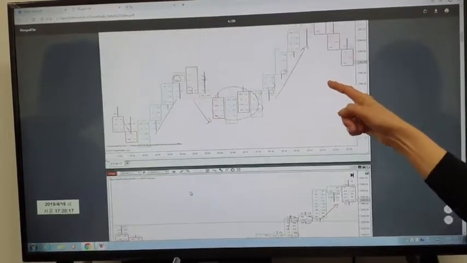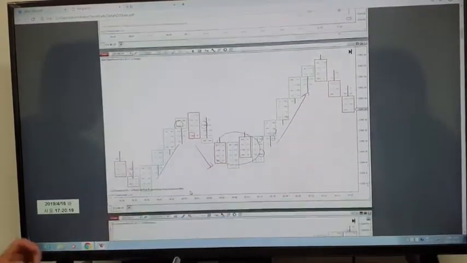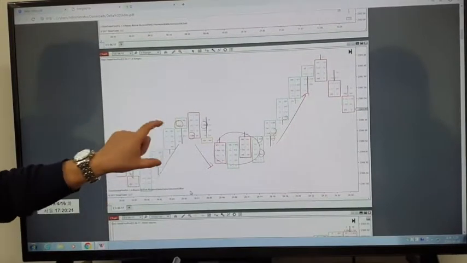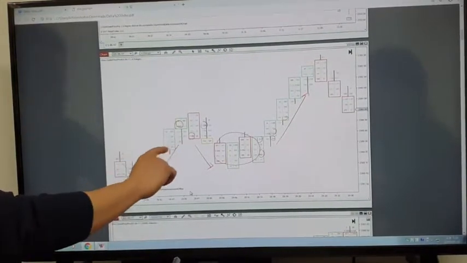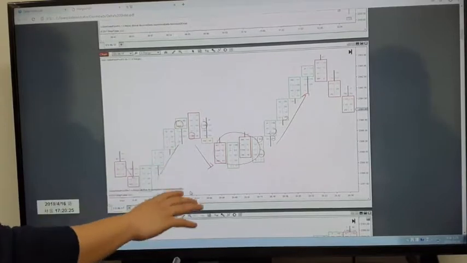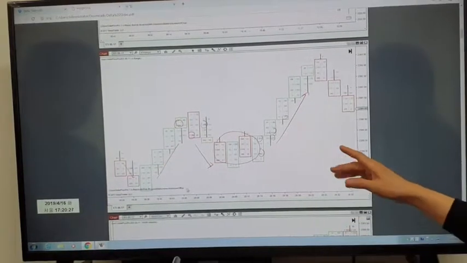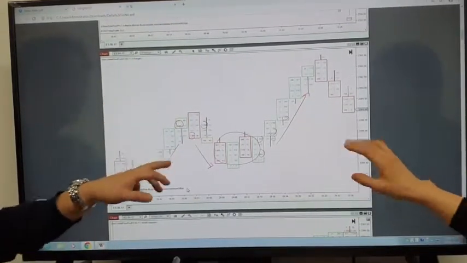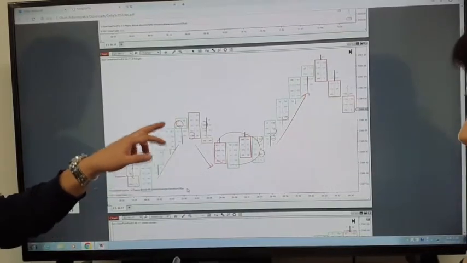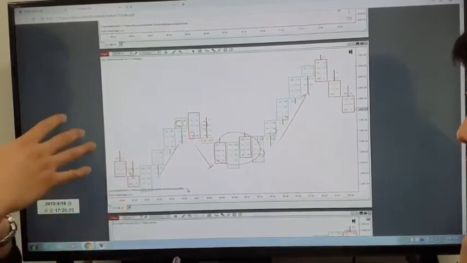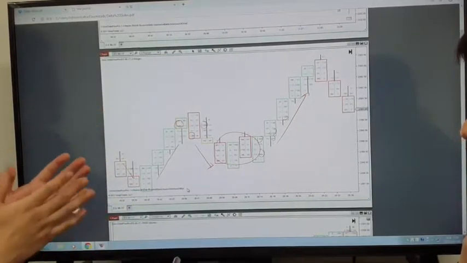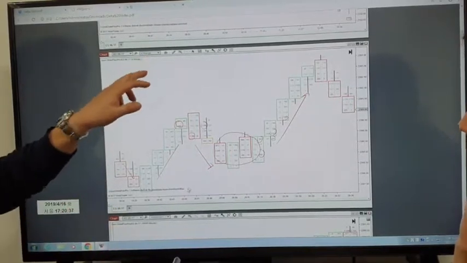This is the 4 range. What do you mean, 4 range? Each bar is four ticks. It's not based on minutes. Every time the price spans 4 ticks, we draw 1 bar. So this is a 4 range.